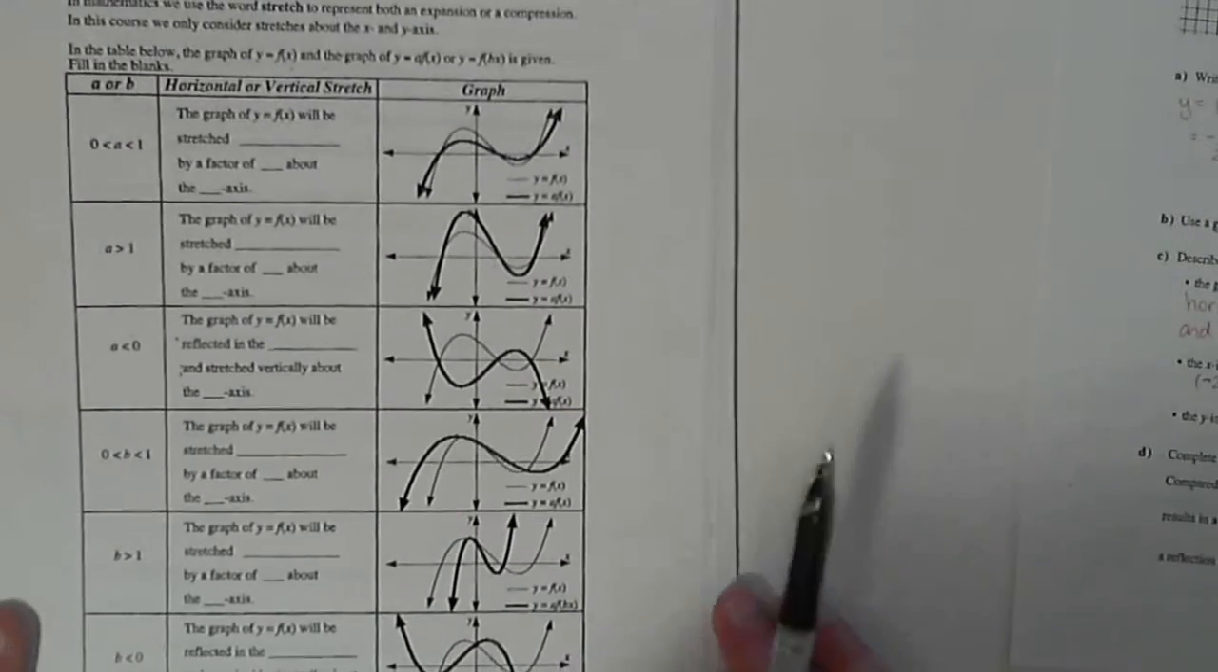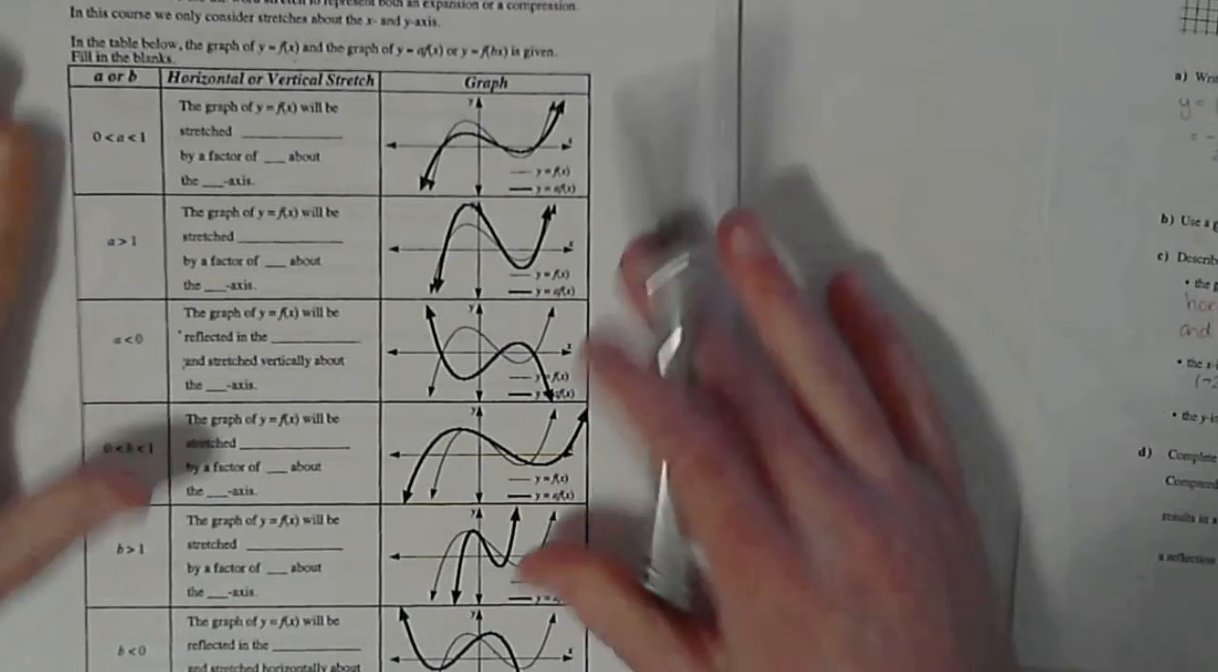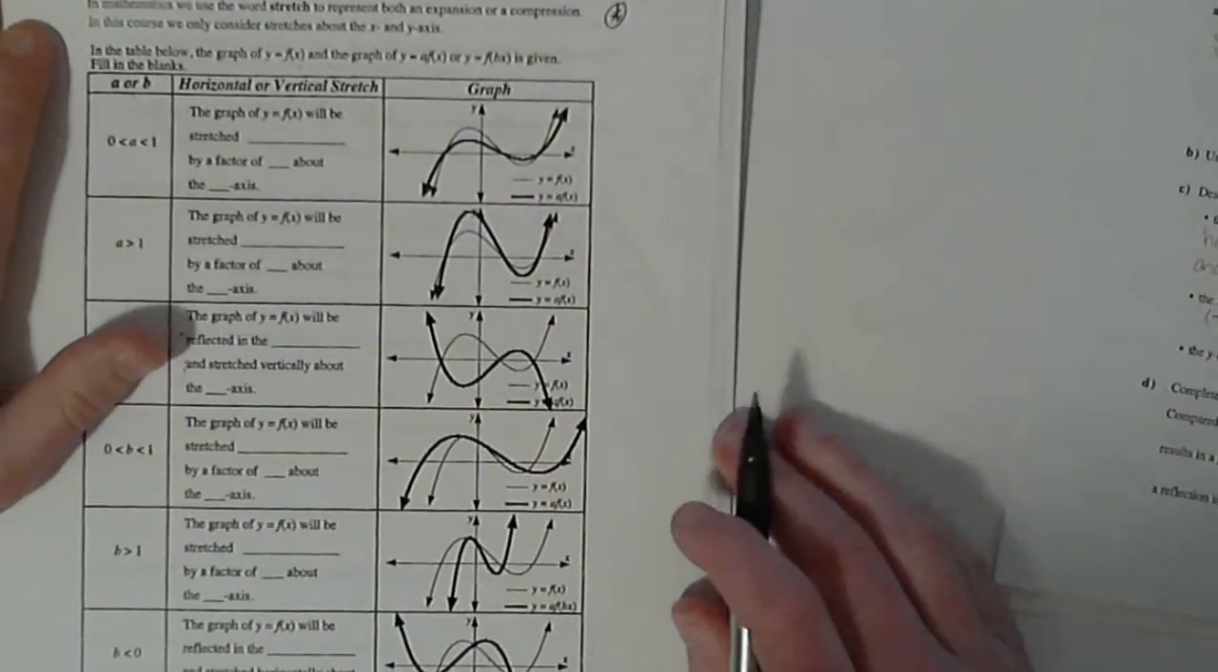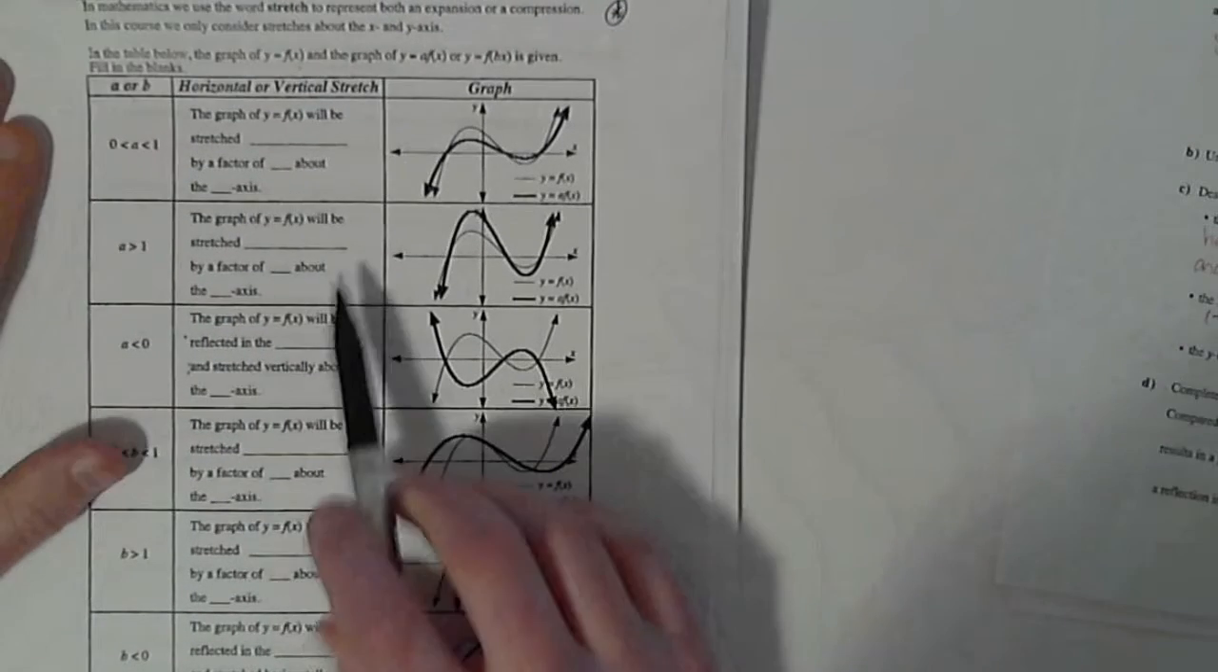Okay, nice little summary page. This is actually a great page. This is going to be a page you're going to want to look at and make sure you have memorized before the test. So, a and b values.